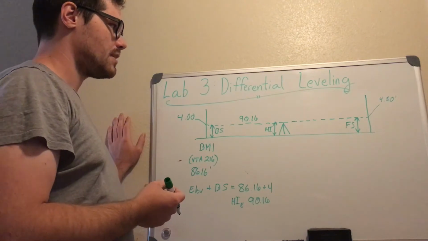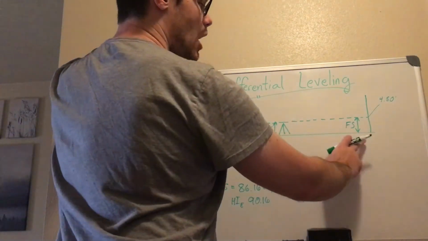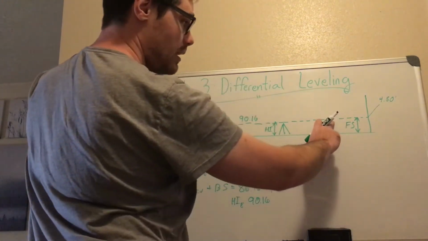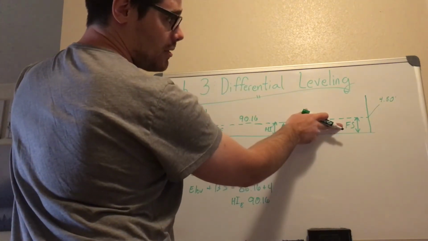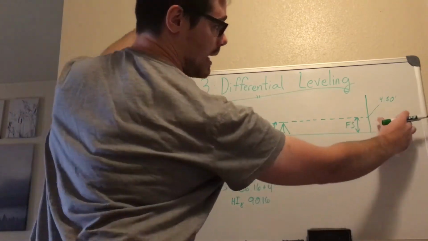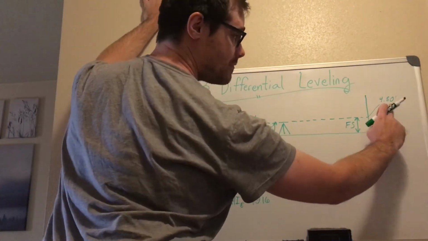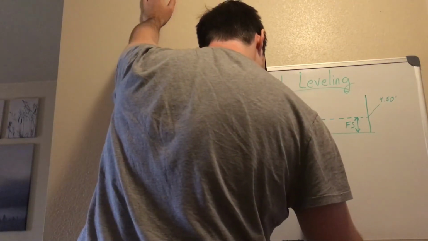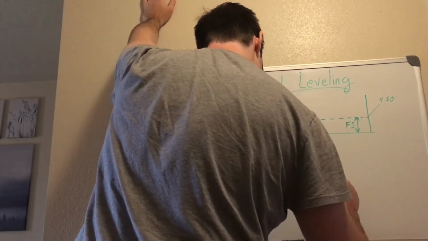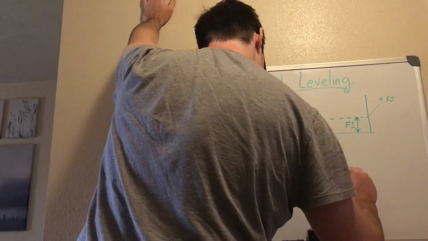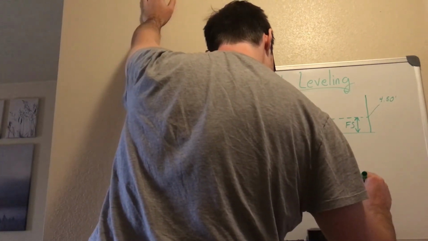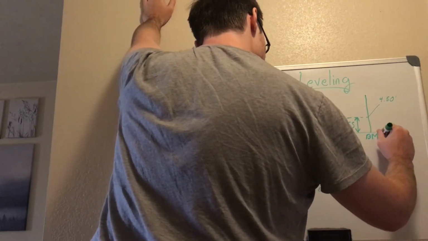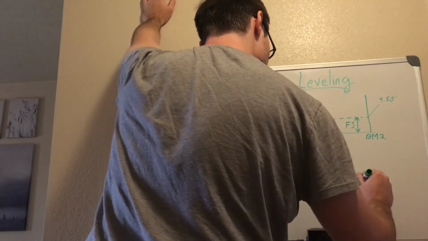Okay. So we know the height of this dotted line. Now we're going to try to find the height of this point on the ground, which we know has to be the dotted line minus whatever our foresight is. And we know the foresight is the distance from here to the ground, 4.5 feet. So we'll simply take HI sub E minus FS to get our benchmark 2 elevation.